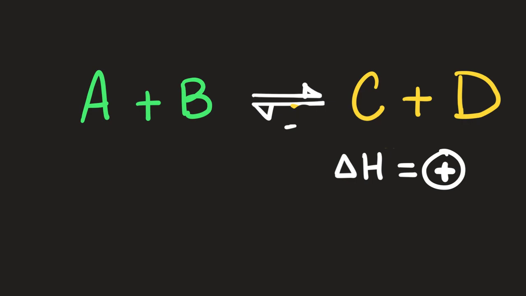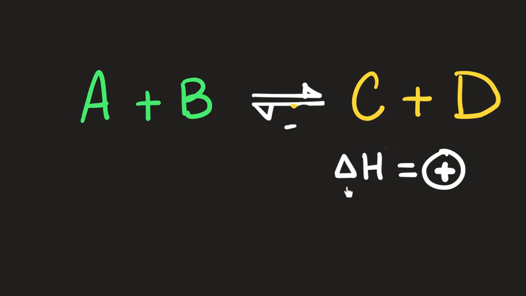Now let's try something different. Same reaction, but I changed the delta H into a positive number. Let's say positive 625 kilojoules. Whatever. It's a positive number nonetheless. What do you think is going to happen to the reaction if I add more heat?